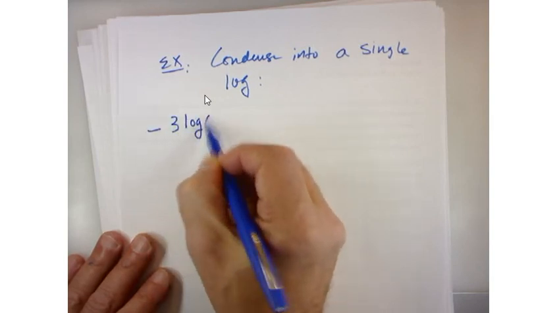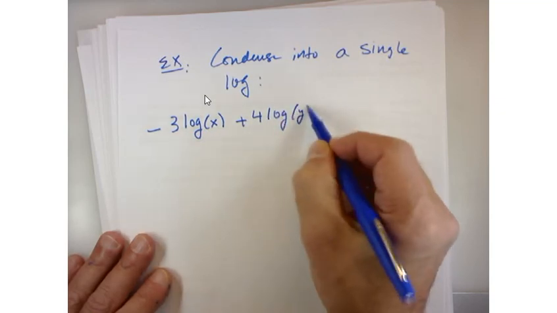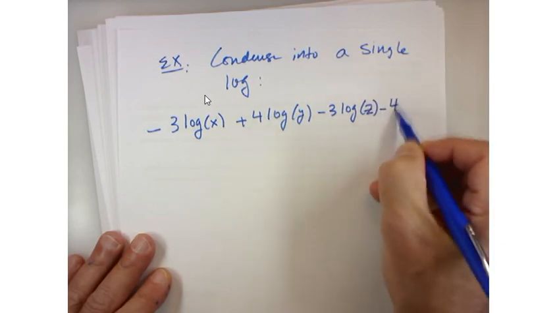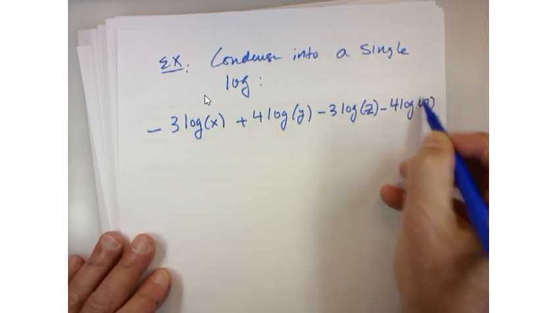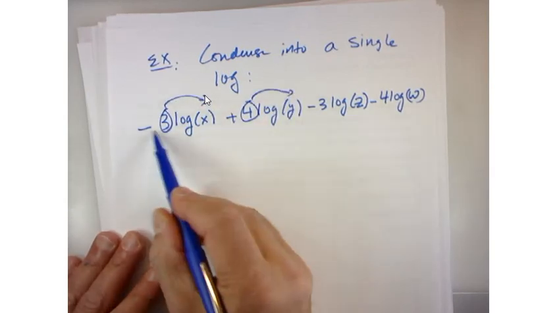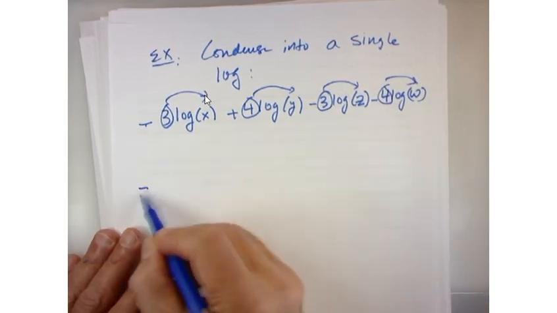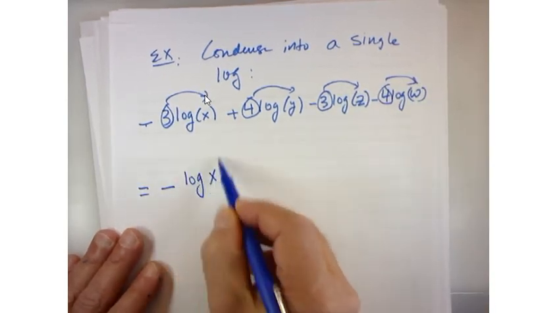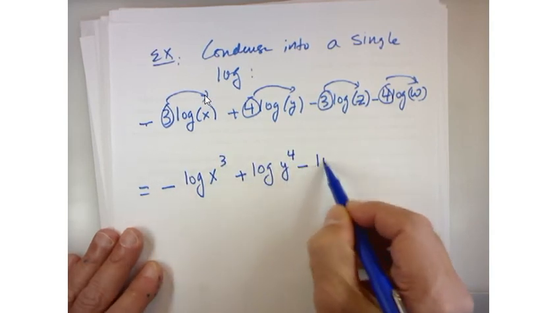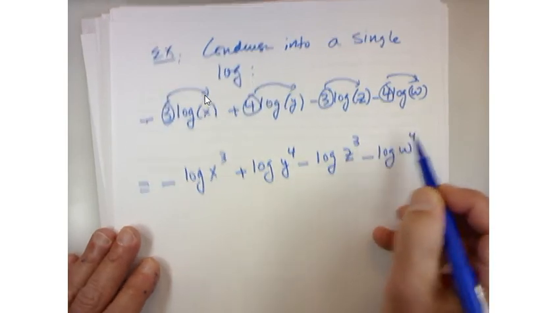Negative 3 log of x plus 4 log of y minus 3 log of z minus 4 log of w. The first thing I would do is put those numbers back as powers and keep the sign. Don't move the sign with them, okay? Because that was the last thing we did when we were expanding. So negative log of x cubed plus log of y to the 4 minus log of z cubed minus log of w to the 4.